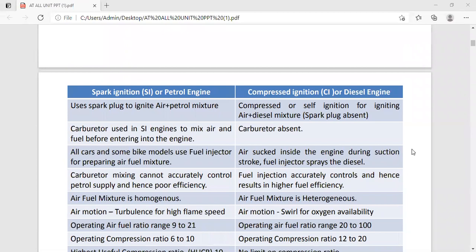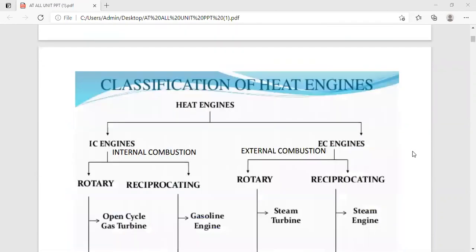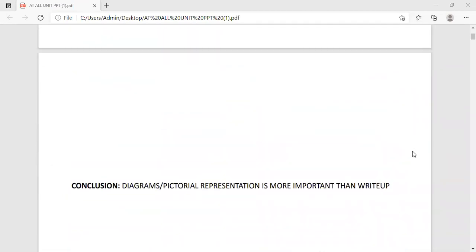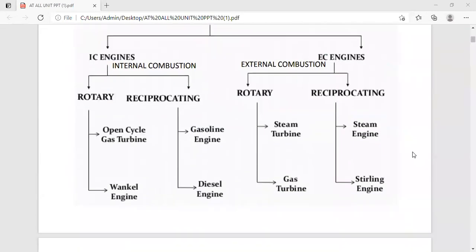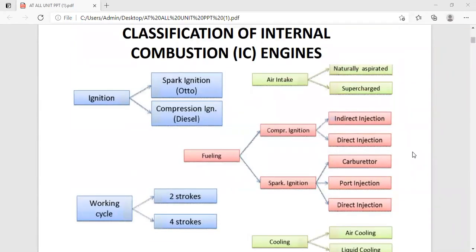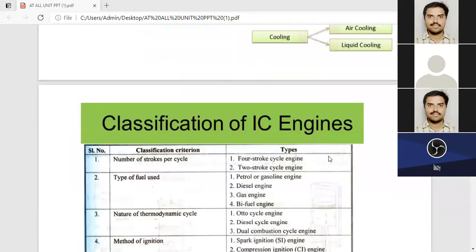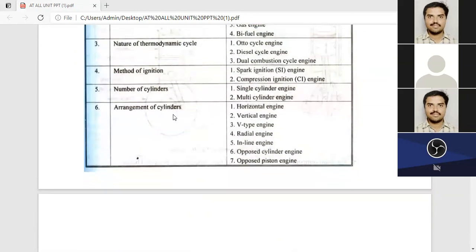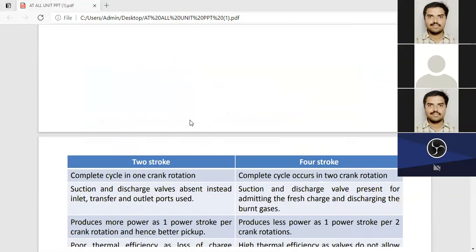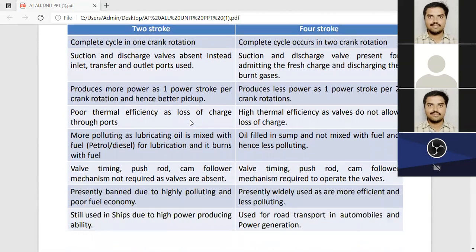So we are going to take a brief review of yesterday's lecture. Yesterday we saw the heat engine, then the working of the two-stroke engine. Next we saw the classification of heat engines. Next, classification of IC engines as per the ignition, then intake. Next, classification of IC engines as per the number of strokes, the thermodynamic cycle, ignition, number of cylinders, and arrangement of the cylinders. After that, we discussed the differentiation between the two-stroke and four-stroke engine.